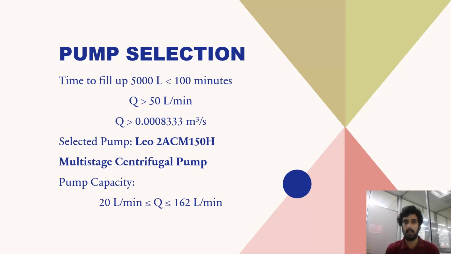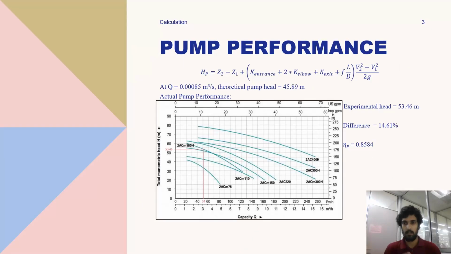It is a multi-stage centrifugal pump with a capacity ranging from 20 liters per minute all the way up to 162 liters per minute. This range suits us since our required capacity value falls within the range. The next thing we need to look at for the pump is the pump head. So we calculated a theoretical value of the pump head for the pump operating at 0.00085 cubic meters per second, and that value is 45.89 meters.